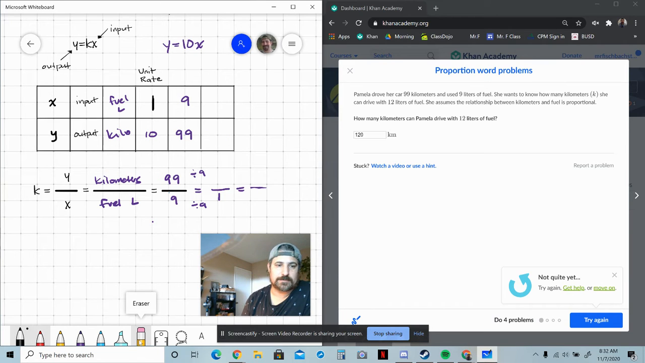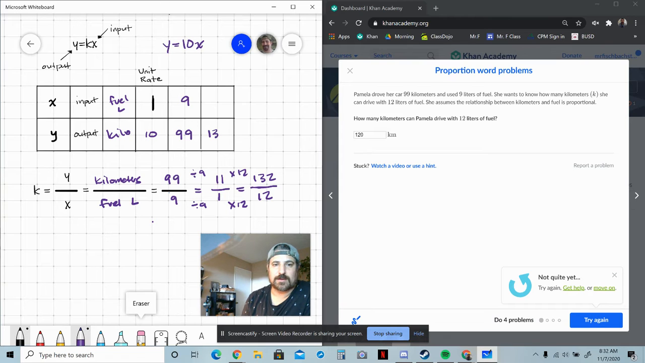It's not 10. It's 11. 99 divided by 9 is 11. And now we can do it correctly, because now we can times top and bottom by 12. And then we get 12 times 11, which is 120, plus 12, which is 132. And now we'll have the correct answer.